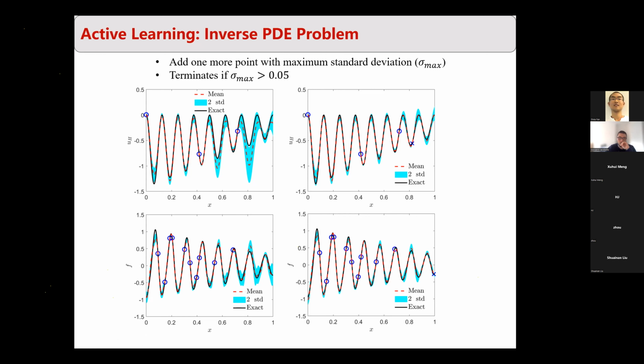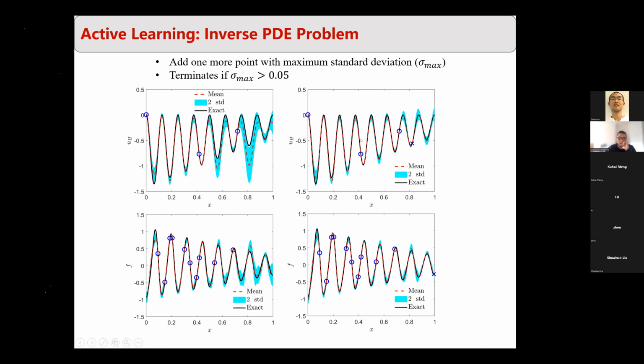This is the prediction after adding the new measurements for u and f. The blue crosses here are the new measurements for u and f. As we can see, the predicted mean agrees better and becomes more accurate, which is also reflected by the predicted uncertainty. The predicted uncertainty in this case is much smaller than in this case.